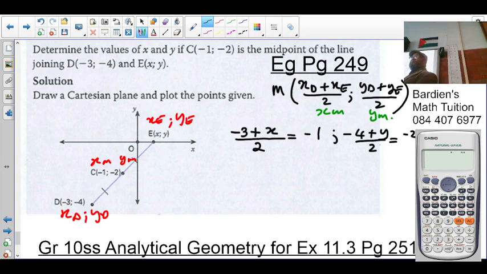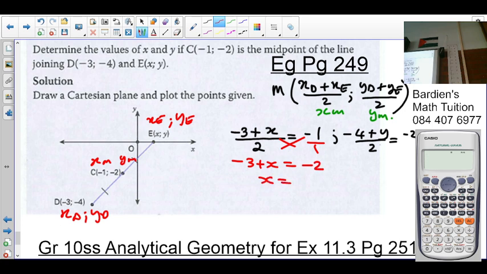Another equation. What do I do? I put this naturally over 1 and I cross multiply. Negative 3 plus x times 1, negative 3 plus x. What is 2 times negative 1? Negative 2. So x is equal to negative 2 plus 3, which is?